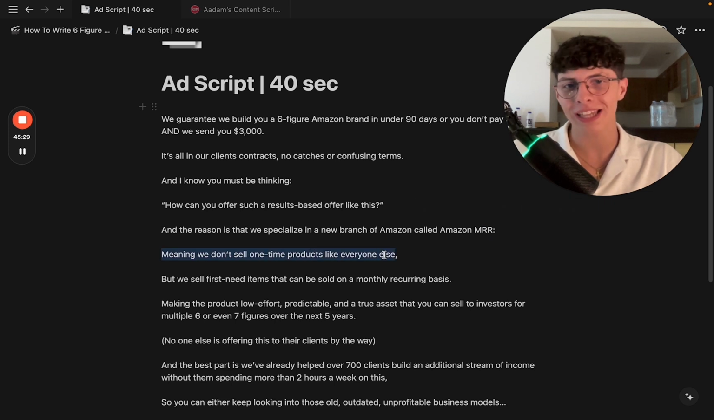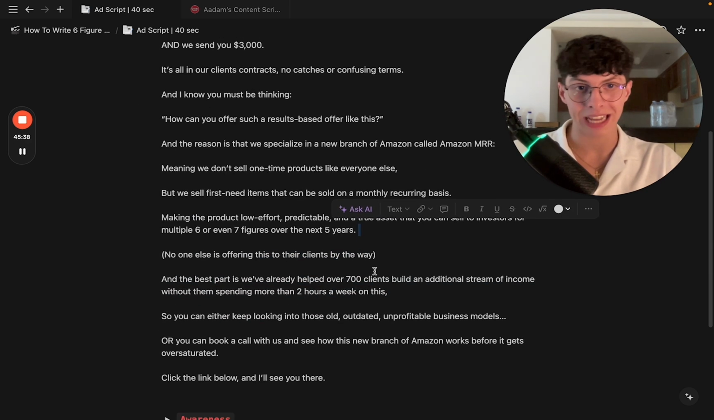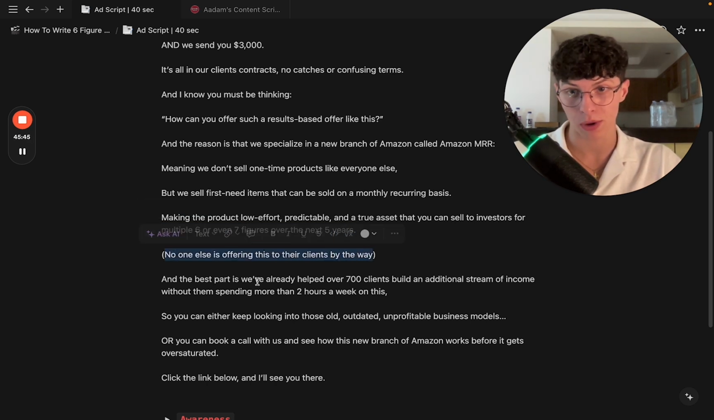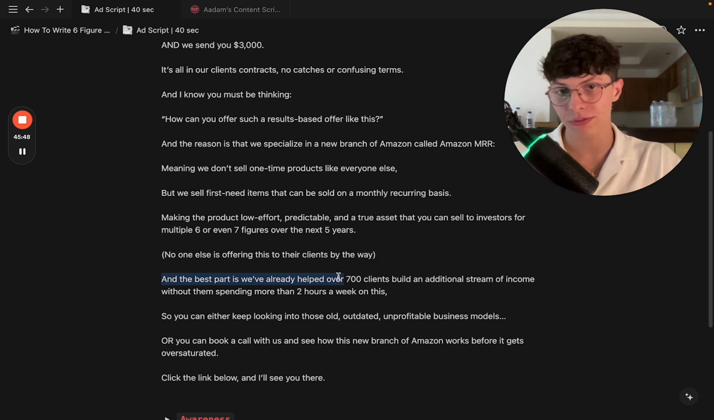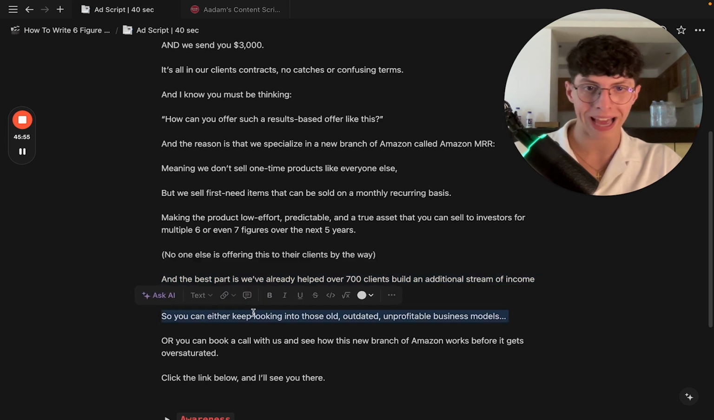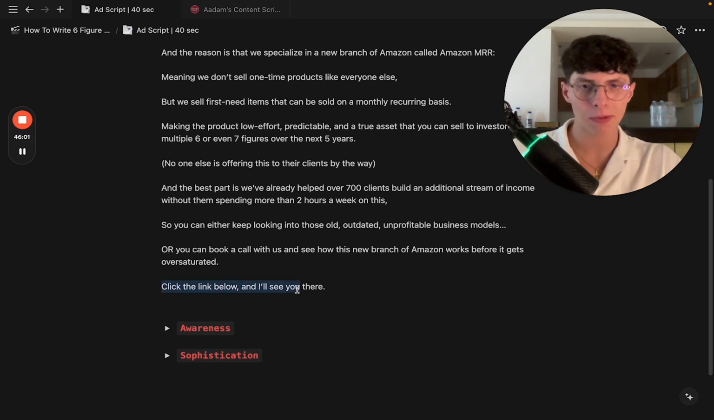Meaning we don't sell one-time products like everyone else, but we sell first need items that can be sold on a monthly recurring basis, making the product low effort, predictable, and a true asset that you can sell to investors for multiple 6 or even 7 figures over the next 5 years. No one else is offering this to their clients, by the way. And the best part is we've helped over 700 clients build an additional stream of income without them spending more than 2 hours a week on this. So you can either keep looking into those old, outdated, unprofitable business models, or you can book a call and see how this new branch of Amazon works before it gets oversaturated. Click the link below and I'll see you there.